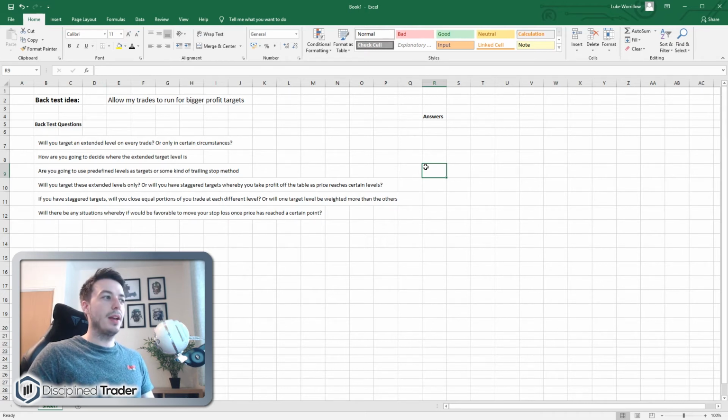There's my answer. Will you target these extended levels only, or will you have staggered targets whereby you take profit off the table as price reaches certain levels?